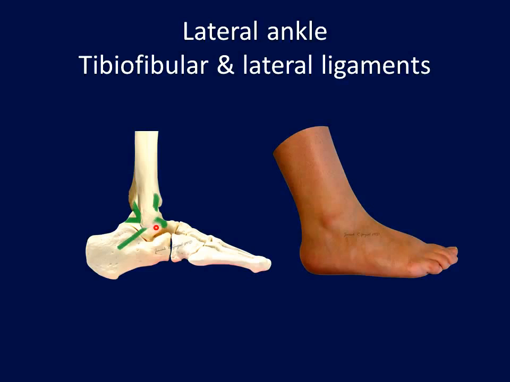The anterior talofibular ligament passes between the anterior margin of the lateral malleolus and the anterior aspect of the body of the talus. The calcaneofibular ligament passes downwards and backwards from the tip of the lateral malleolus to the lateral aspect of the calcaneus. The posterior talofibular ligament passes from the malleolar fossa on the lateral malleolus to the lateral tubercle of the talus.